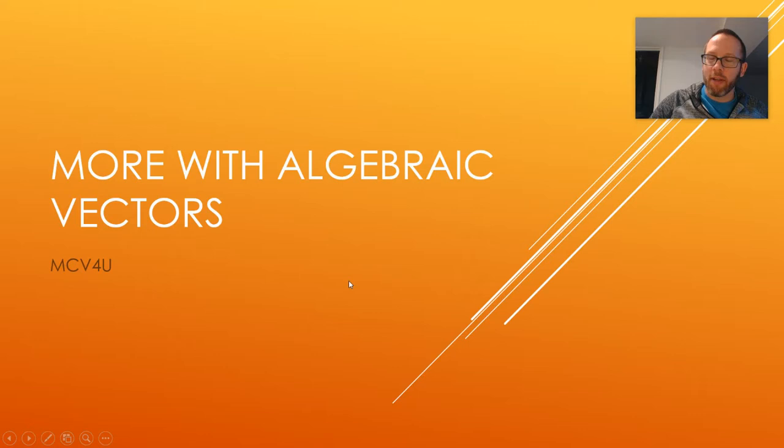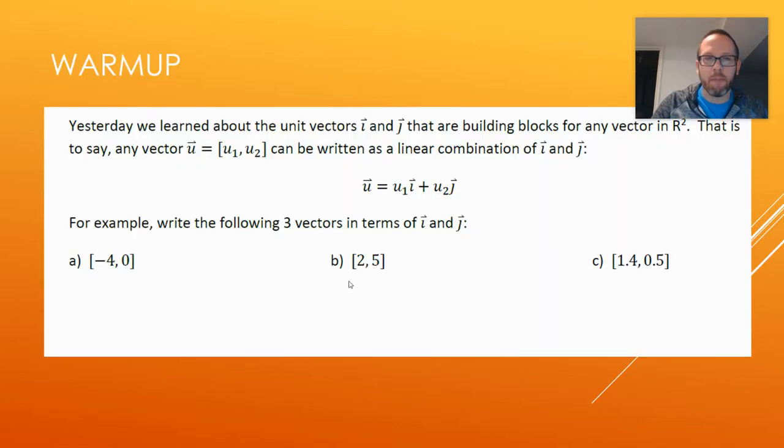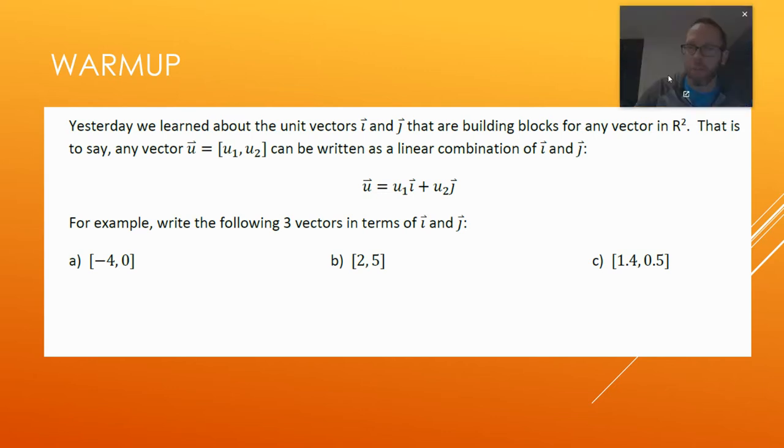All right. So today we're taking our knowledge of algebraic vectors, doing a few more things with it, and maybe solving some problems we did with geometric vectors a little bit easier with algebraic vectors. So I say yesterday here, of course, could be the same day or a couple days previous, depending on when you're viewing this. But we learned about unit vectors i hat and j hat. We said they're the building blocks for any vector in R2. So any vector, say u = (u1, u2), you can write it as a linear combination of i and j.